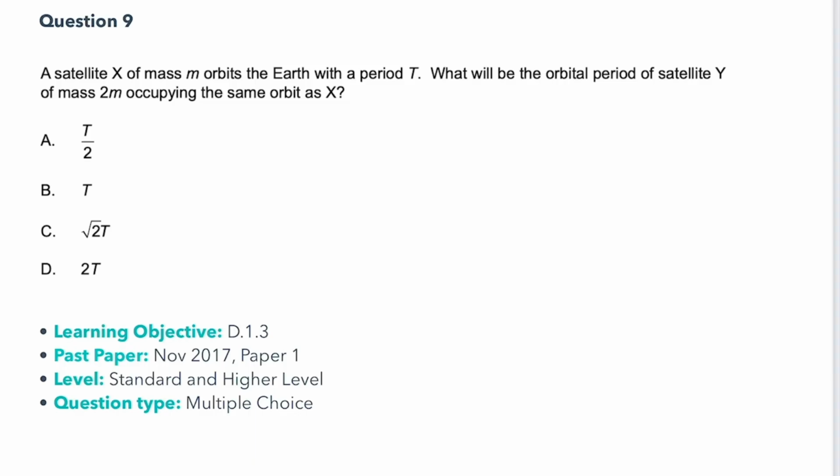A satellite X of mass m orbits the Earth with a period T. So we've got the Earth here, satellite's orbiting, it's at a radius r, it's got mass and time period. What will be the orbital period of satellite Y of mass 2m occupying the same orbit as X? So we've got another satellite Y. It has a mass of 2m but the same orbit, so the same radius. For this we want to look at Kepler's third law, and we actually derived a version of it in the previous question. It is this.